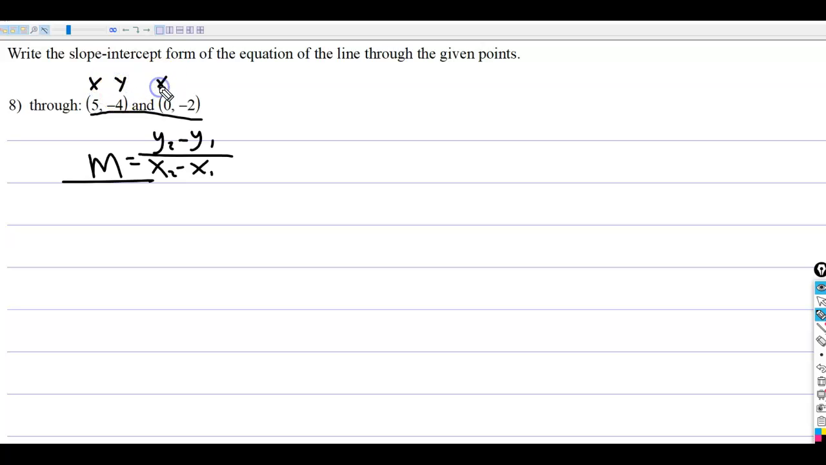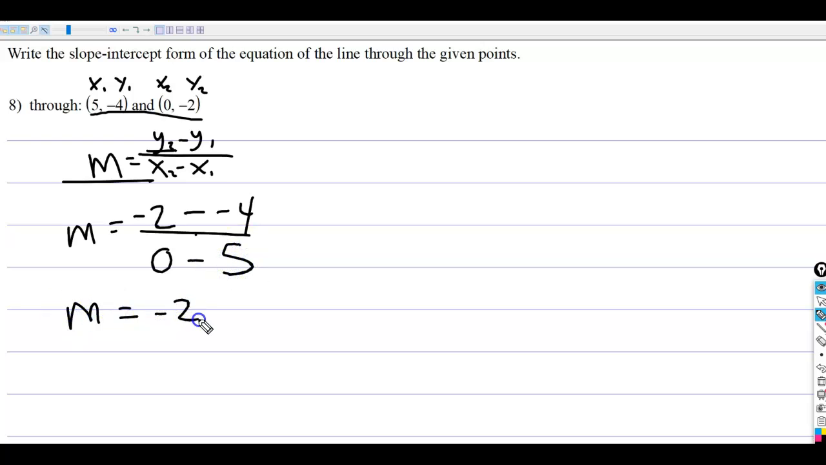Each of these pairs is an xy pair. We'll call the first pair the 1's, the second pair the 2's. It doesn't matter which pair you call the 1's and which pair you call the 2's. But from here, we're going to go ahead and start plugging some numbers in. So based on how I labeled them up at the top, I'm going to start with y2. y2, I labeled that as the -2, minus y1, which is a -4. Notice I've got double negatives there. The middle one is a minus that comes from the formula. The next one is from the number -4. On the bottom, we have x2 minus x1, so that would be 0 minus 5.